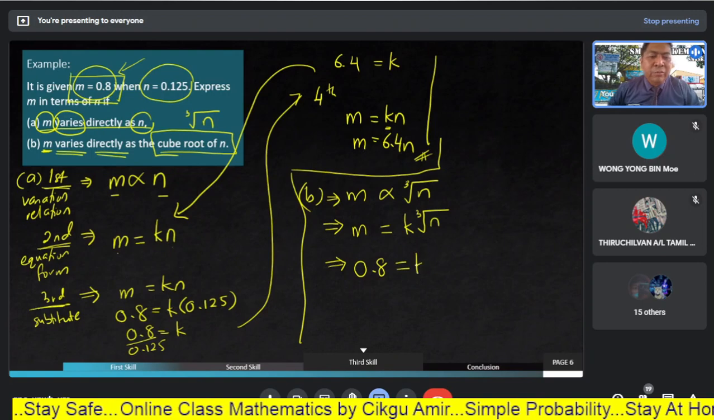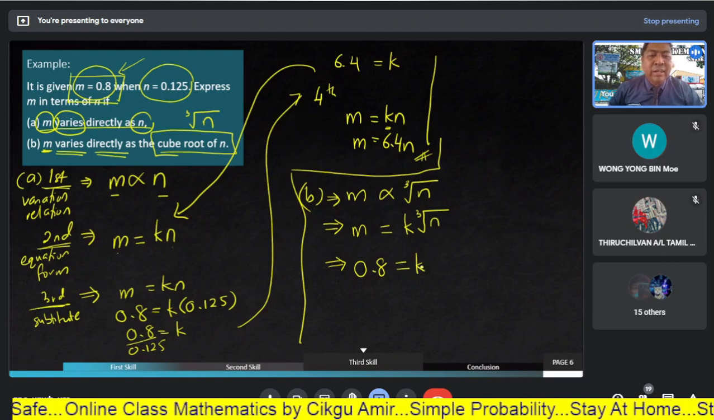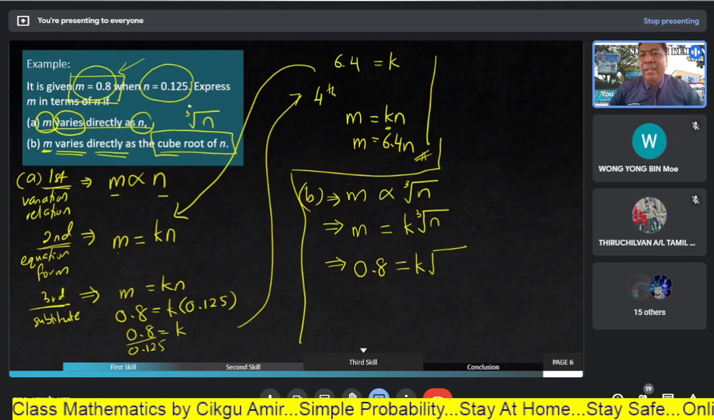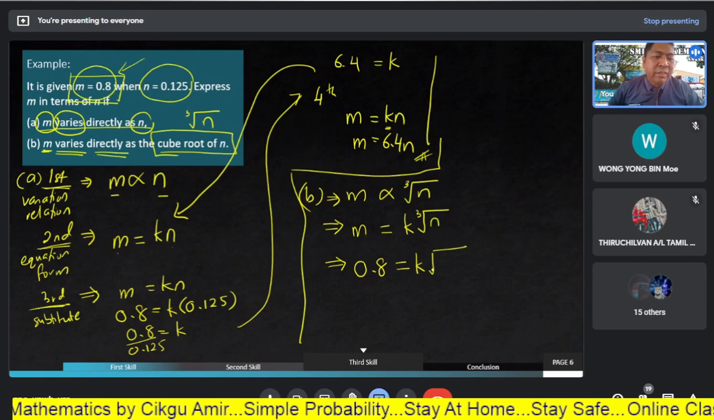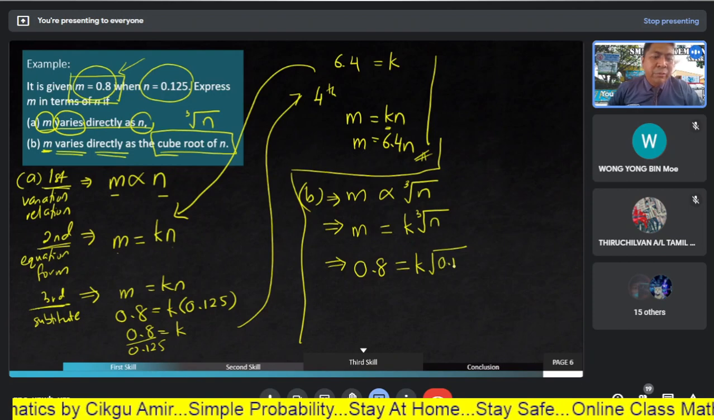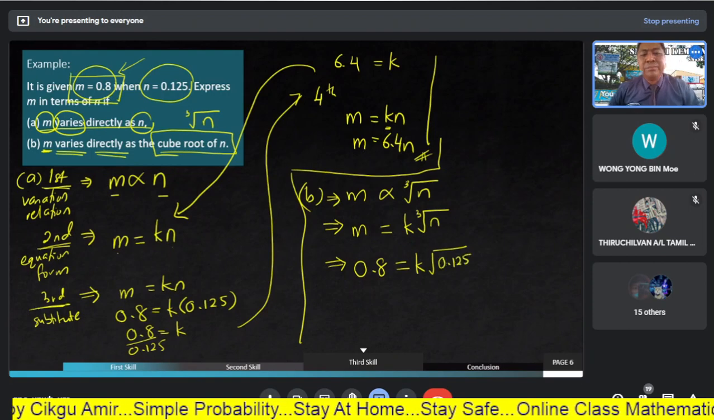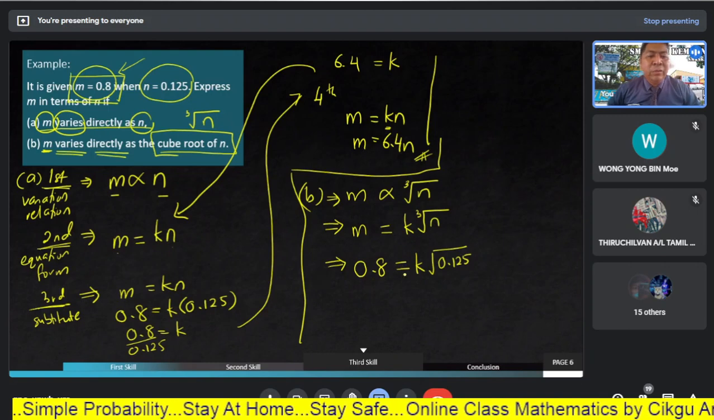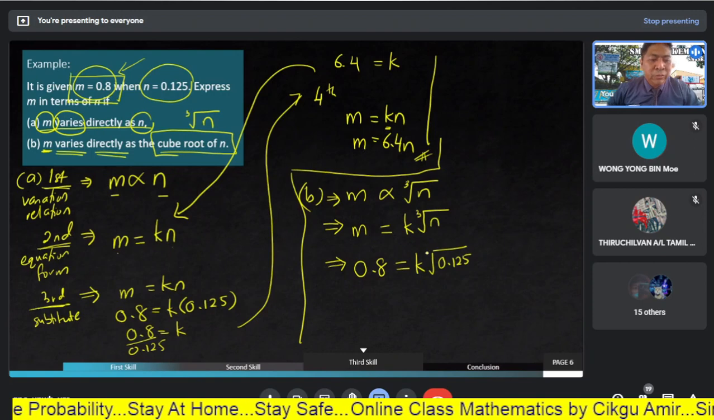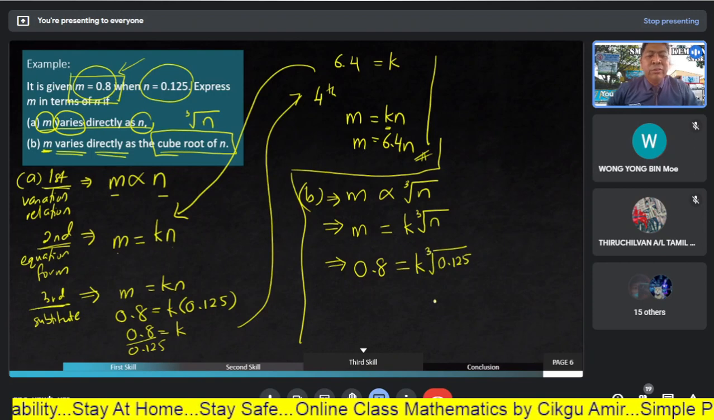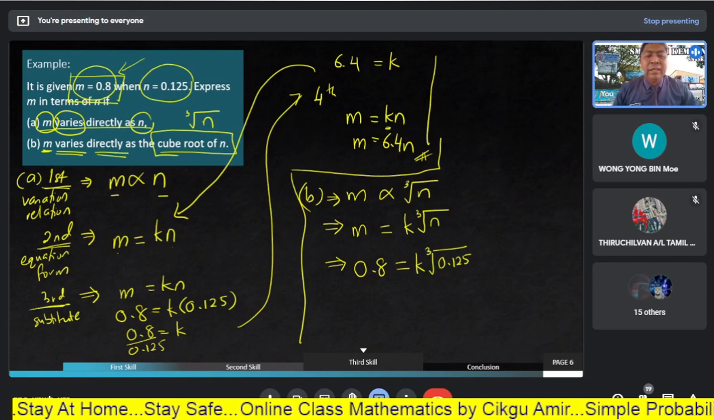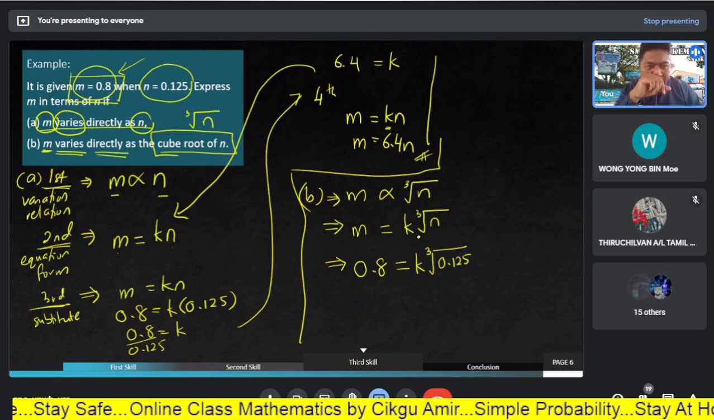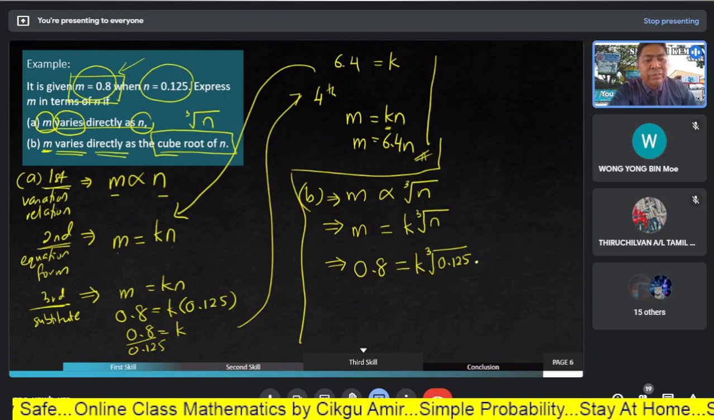Okay, k have no value yet, belum ada nilai. Cube root of n. n is 0.125. Okay, 0.8 equal to k cube root of 0.125. Okay, selesaikan ini. Okay, solve this. Kita selesaikan yang ini dulu. Cube root of 0.125.